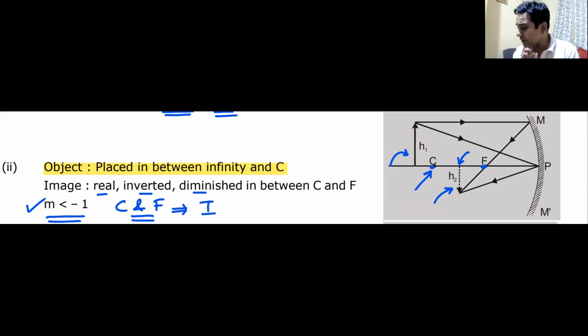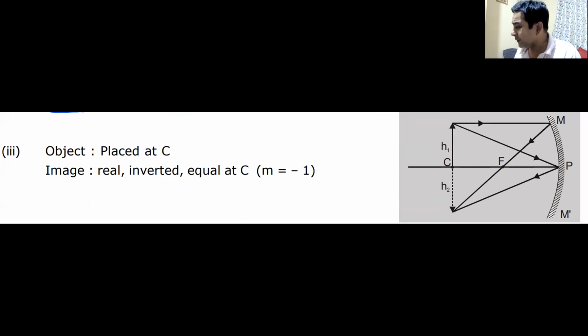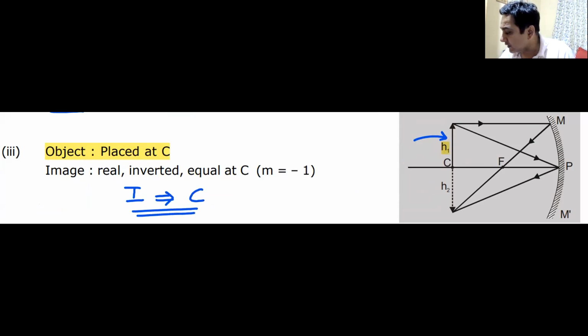I hope you have noted down case number 2, which is object placed after center of curvature. Now comes the third case where the object is placed exactly at the center of curvature. You can see the object is placed exactly at the center of curvature. Object is erect. We find that the image is also at the same point, which is the center of curvature. Image is real. Image is inverted. And the magnification is minus 1. Minus indicating it is a real image. 1 indicating that the height of the object and the height of the image are the same.